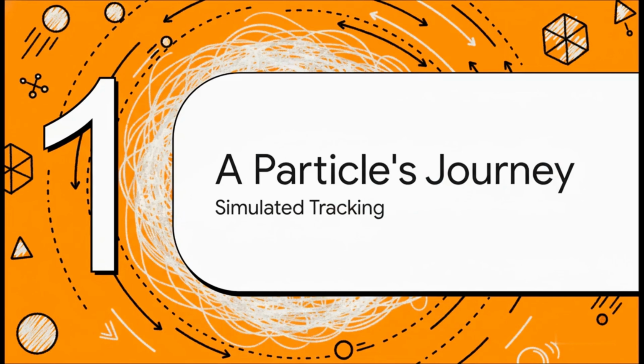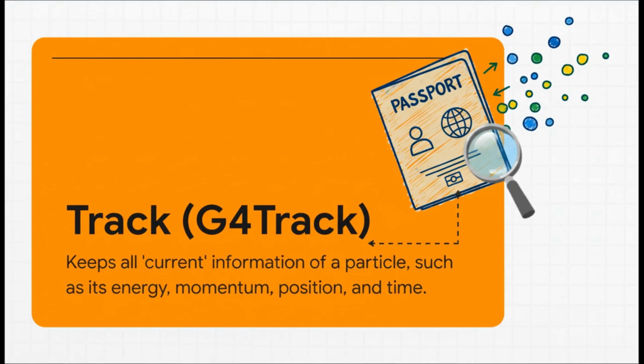To really get how this all works, we're going to follow the life of just one particle. Think of it as the main character in our story. We'll follow it from the moment it's created as it takes its very first steps inside this virtual world. The whole process is called tracking. So every single particle in this simulation gets what's called a track, or in the code, a G4Track.